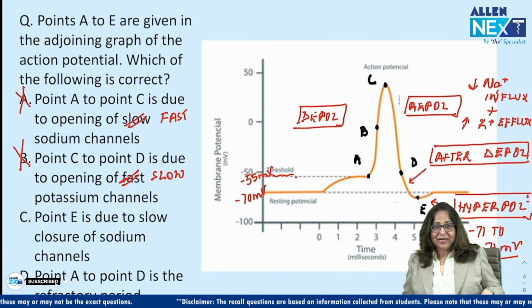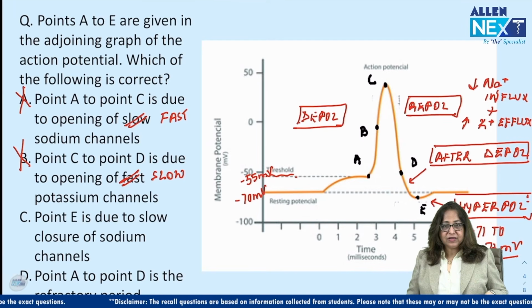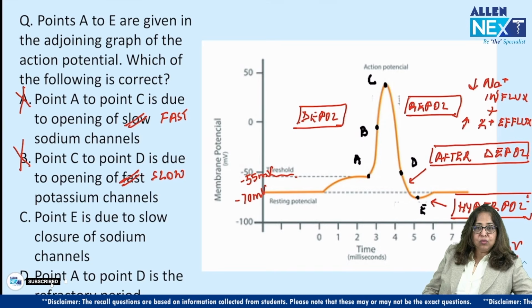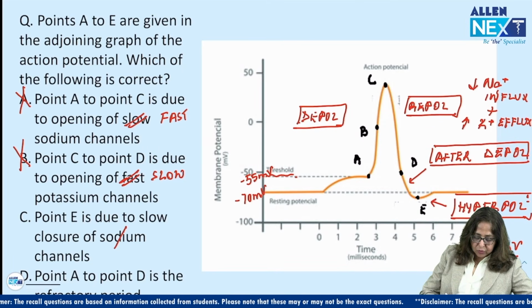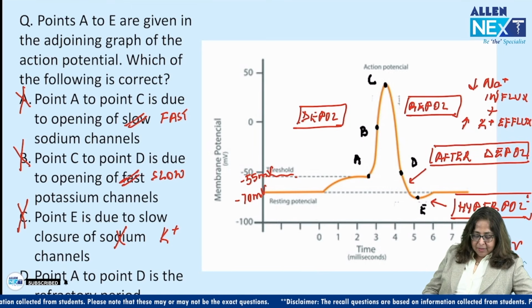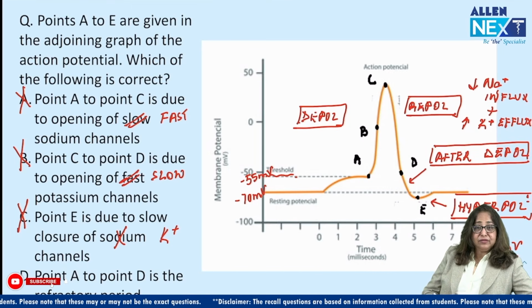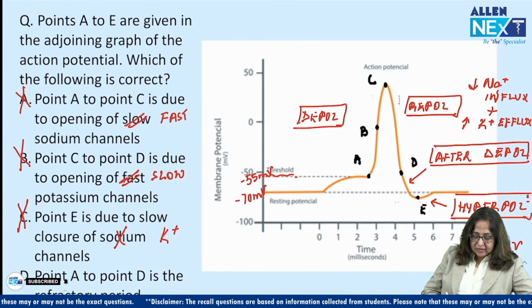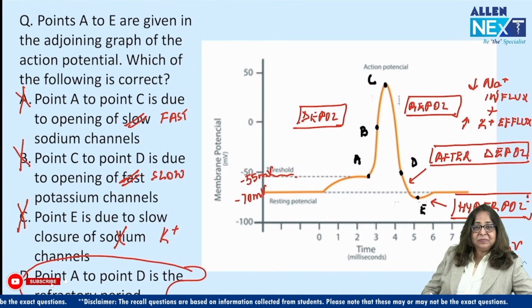Point E is the hyperpolarization phase. What is this due to? This is due to slow closure of sodium channels. No, this is due to slow closure of the potassium channels. Point A to point D is the refractory period. This appears to be the correct answer.